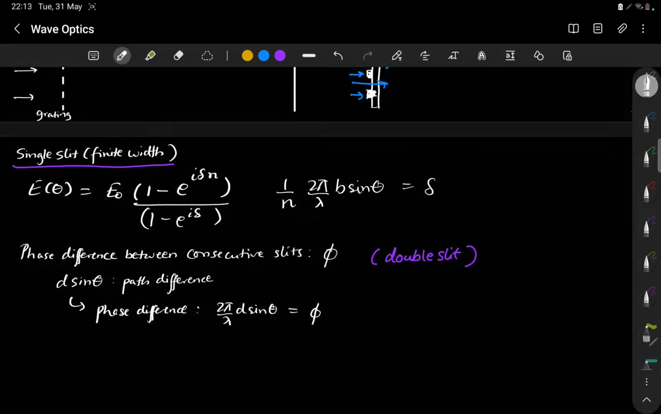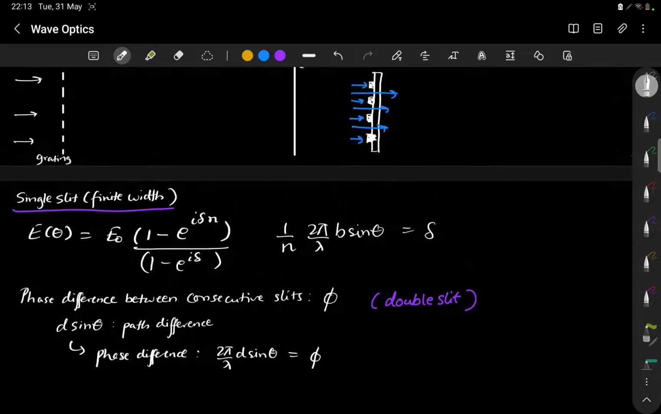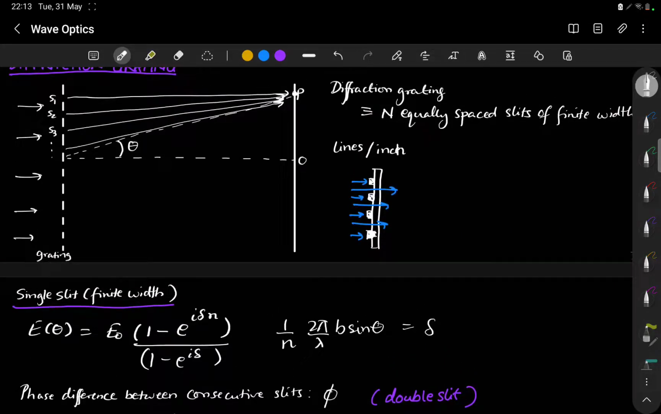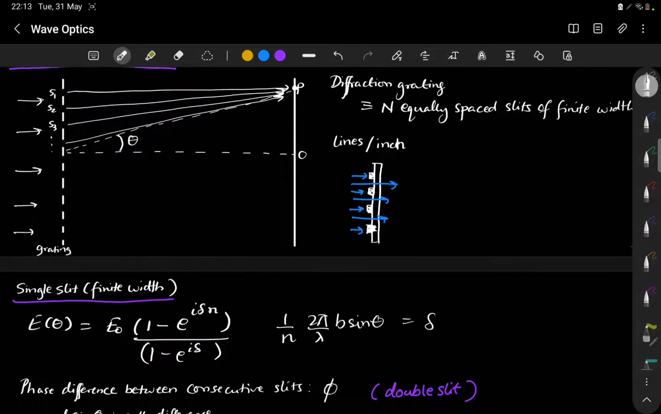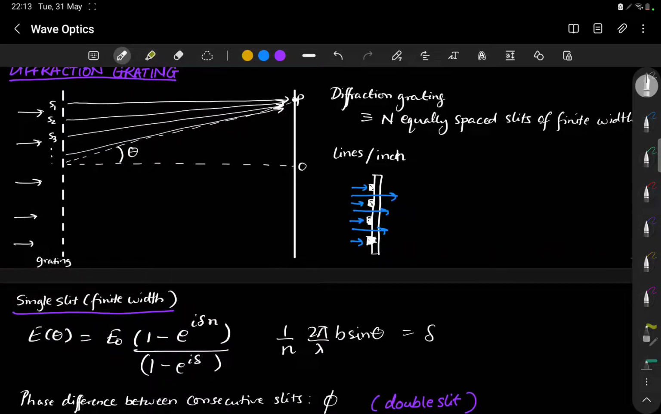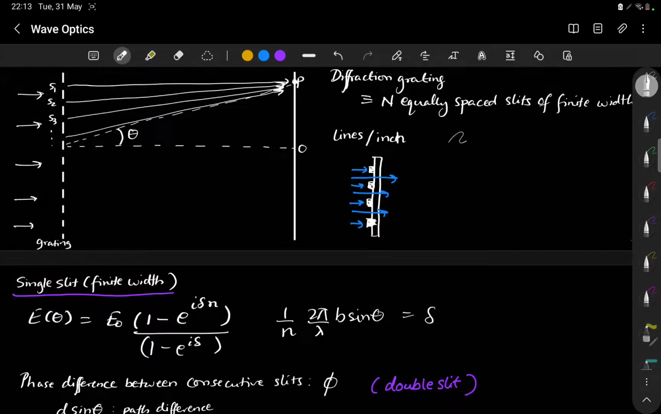So combining both these concepts of single slit and double slit to get the final expression for these n equally spaced slits. Before proceeding, let me clarify that b is the width of the slit and d is the separation between slits. So this d is essentially equal to b plus the line width.